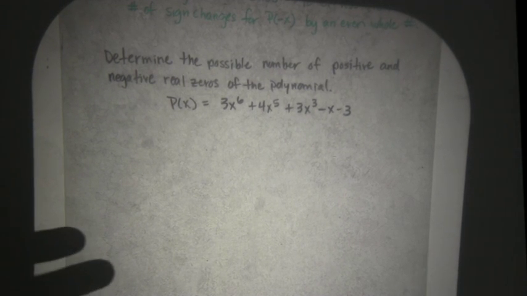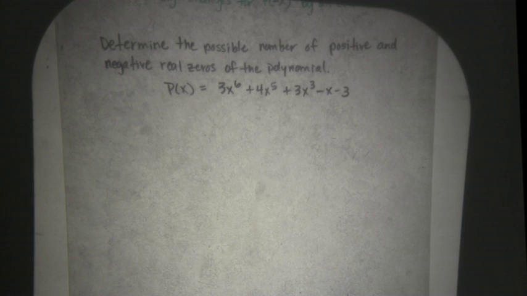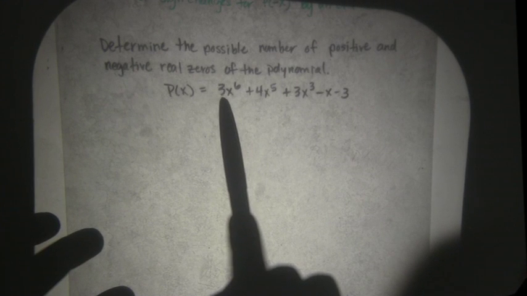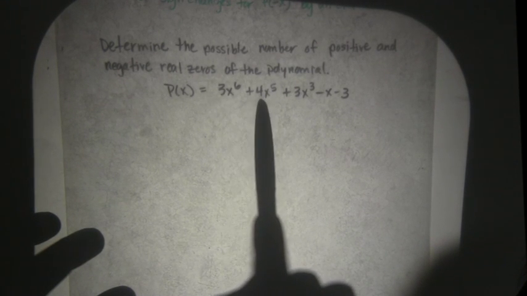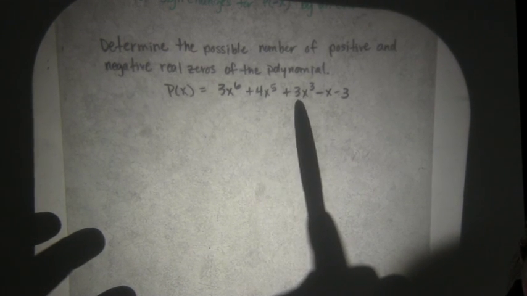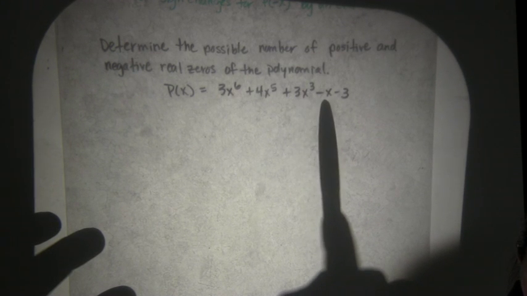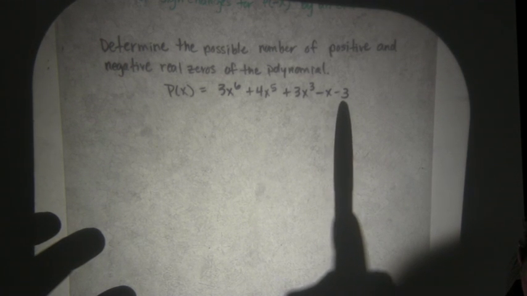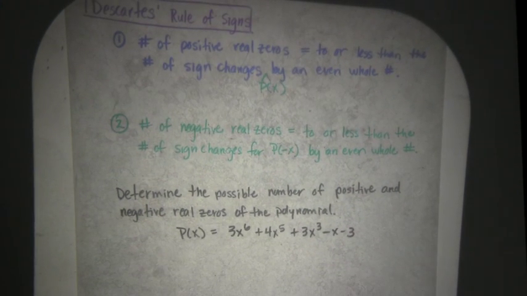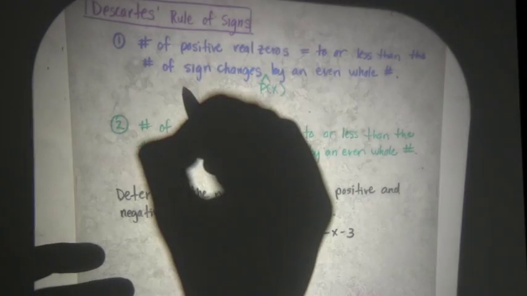I have a polynomial here, p of x equals 3x to the 6th plus 4x to the 5th plus 3x cubed minus x minus 3. And what we are talking about here is how many times does the polynomial change signs. In other words, this term is positive, this term is positive. There was no sign change there. This term is positive, this term is positive, no sign change. This term is positive, this term is negative. That's one sign change. And now we go from this negative term to this negative term, no sign change. So in this polynomial, there was one sign change. Okay? So that means that number of sign changes, 1.